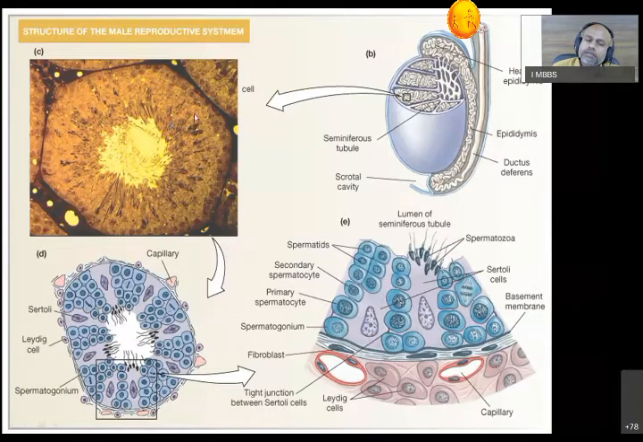The seminiferous tubules form 80% of the mass of the testis, and the remaining 20% is formed by the connective tissue, Leydig cells, blood vessels, lymphatics, nerves, and all other things. These Leydig cells, we have seen, serve the function of secreting the testosterone hormone. The seminiferous tubules are the factories where the sperms are formed.